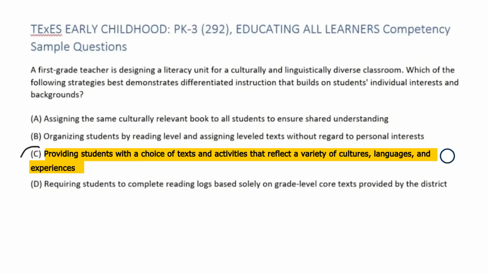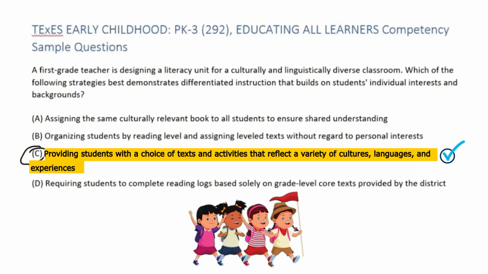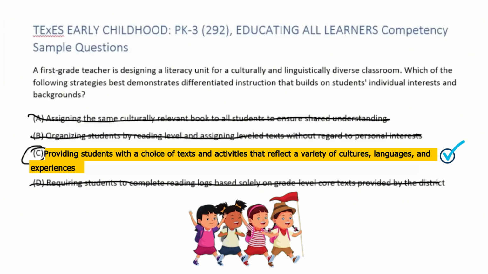The answer C is correct because differentiated instruction that is responsive to students' cultural and linguistic backgrounds and personal interests helps students foster engagement, relevance, and meaningful learning. Giving students choices encourages autonomy and strengthens motivation. Option A is too limited, providing only one perspective. Option B fails to account for interest and may unintentionally lower expectations. And option D does not promote differentiation or inclusivity.